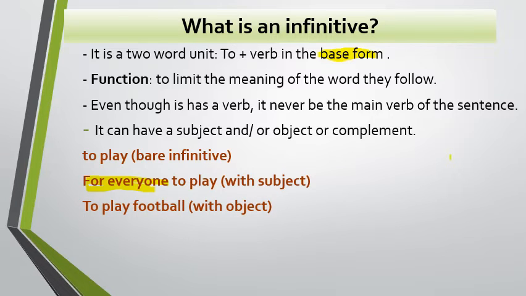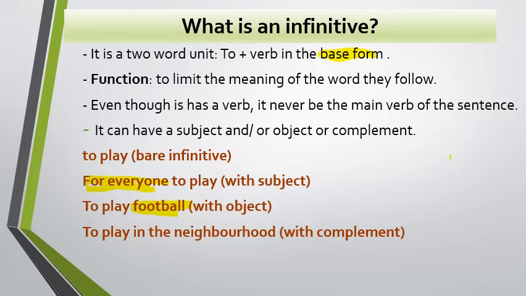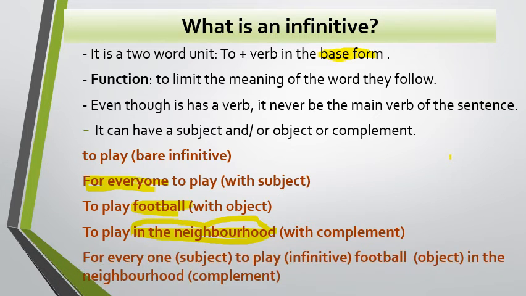To play football is my, for example, ambition. To play football is my hobby. This is an infinitive which is followed by an object. And then we have to play in the neighborhood. This is with a complement. Okay, this is a prepositional phrase. Now we can have all of them coming together: for everyone to play football in the neighborhood.